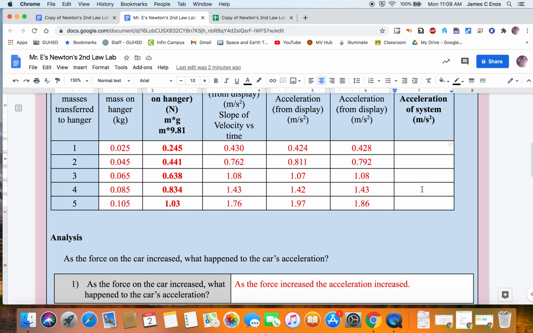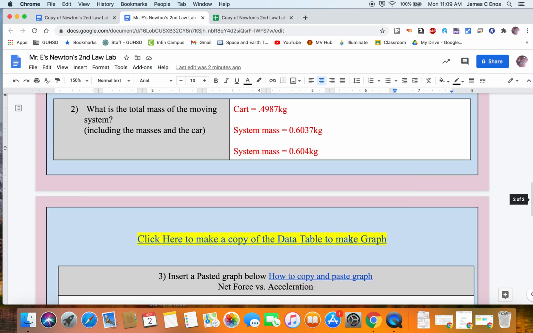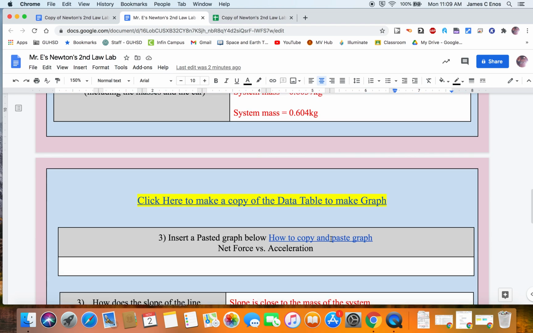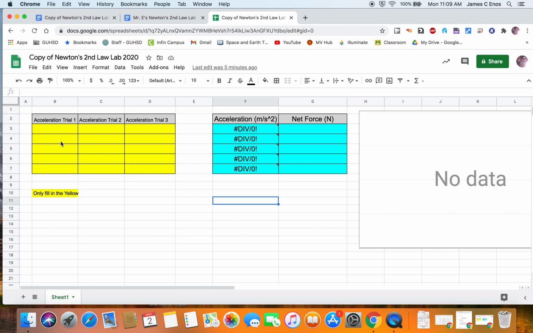question. So what I'm going to do is click here to make a copy of the data table and to make a graph. So I'm going to click here, and when you click on that, it opens up this. So you're going to see our acceleration trial 1, trial 2, trial 3. You're going to get this over here. What this is doing is calculating the average of it.